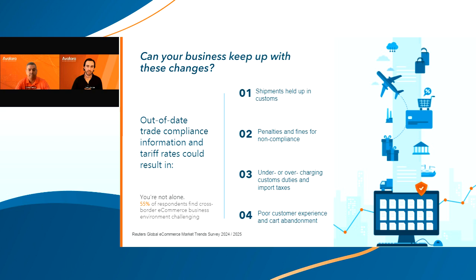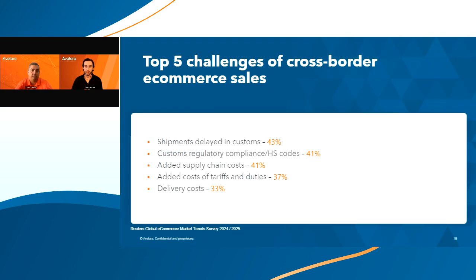And they provided some top four issues here: shipments being held up in customs, penalties or fines on non-compliance, under or overcharging customs duties and import taxes, poor customer experience and cart abandonment, most likely dealing with the inability to calculate duties and taxes at checkout, resulting in an intransparent conversion at checkout. Right here, though, is really what we've seen when we broke it down even further.